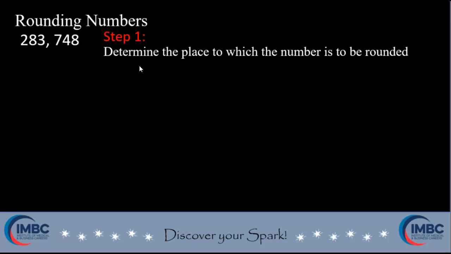Next, let's talk about rounding numbers. Step 1, determine the place to which the number is to be rounded. So in my 283,748, I want to round it to the thousands. I have the little line there representing where I would like to round it to.